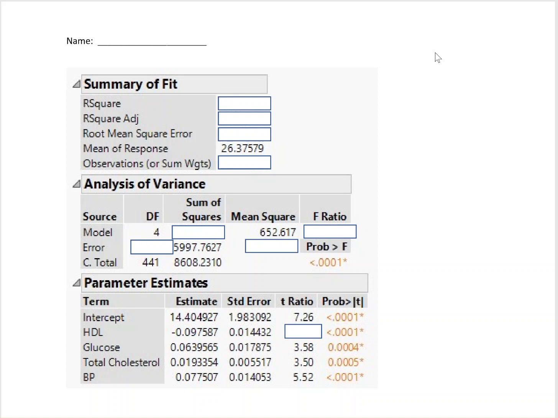All right, let's work on this assignment. So this assignment asks you to use the relationships between the numbers to fill in the blanks.